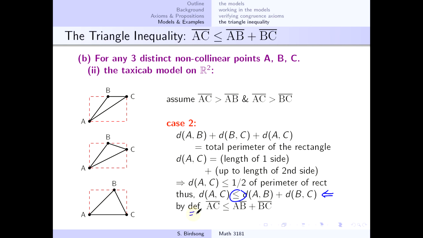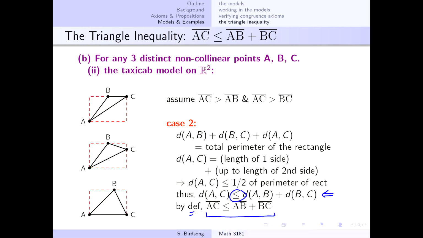Then using the definition of line segment congruence relating to distance functions, we get exactly our triangle inequality. And that's it. That's how you would show that the triangle inequality holds in the Taxicab model. Now, the triangle inequality does in fact always hold in our standard model. It was known by Euclid. It's actually in Euclid's Elements. It's Proposition 20 in Euclid's first book.